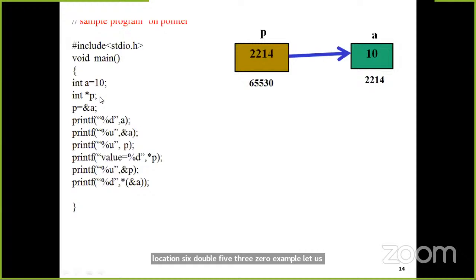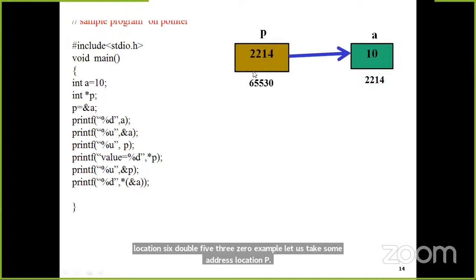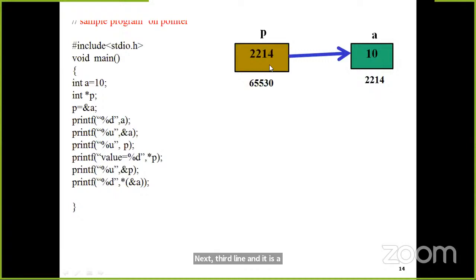Next, third line, it will have a pointer, but it will not point. When it will point, it will point with P equal to address of A. Whom I need to point to, I don't know. You have to give that to the pointer. Hello pointer, you have to point to some variable A. If you give that information, then only it will point. Otherwise, it will just be normal. It will not do anything.